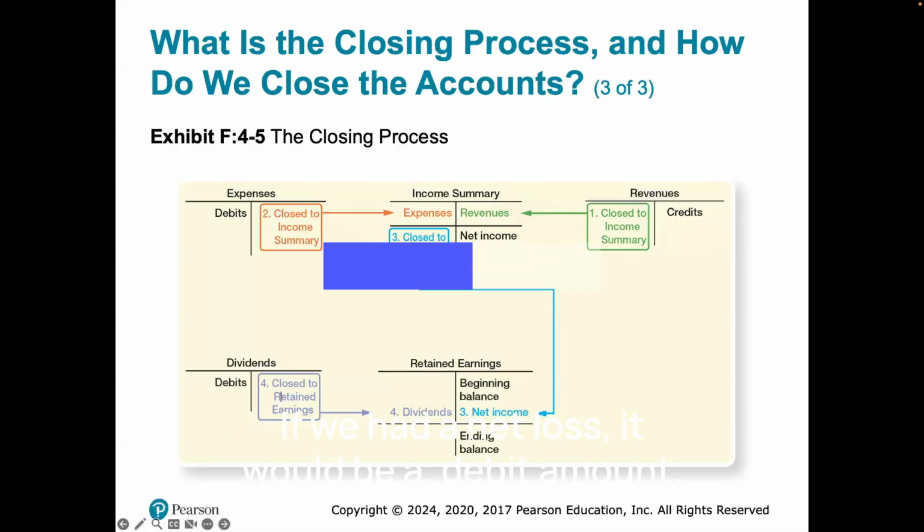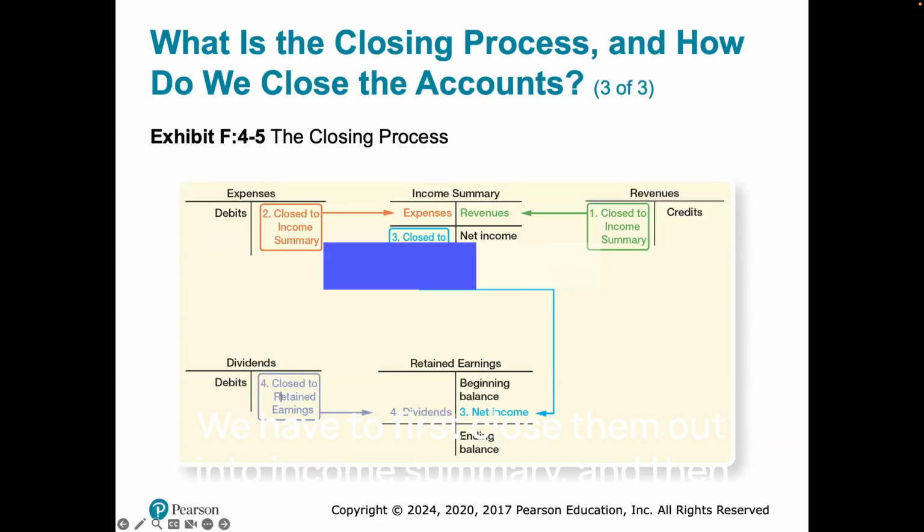In this scenario, we have net income. If we had a net loss, it would be a debit amount. But here we have net income as a credit amount, and this credit would then be transferred over to retained earnings. To do that, we create a journal entry where we create a debit amount equal to our net income, which zeroes out our income summary. Then in that journal entry, we enter a credit amount for retained earnings, which transfers that amount over to retained earnings. So this is a multi-step process closing out the expense and revenue accounts.